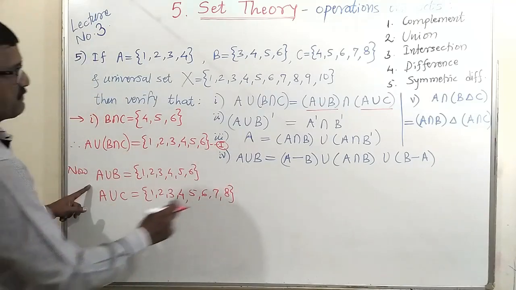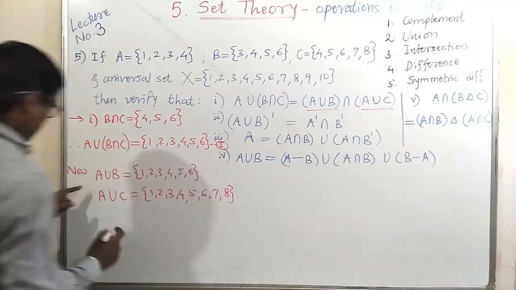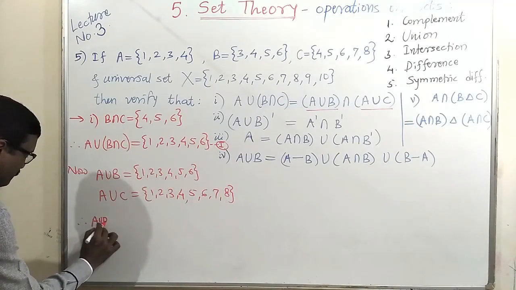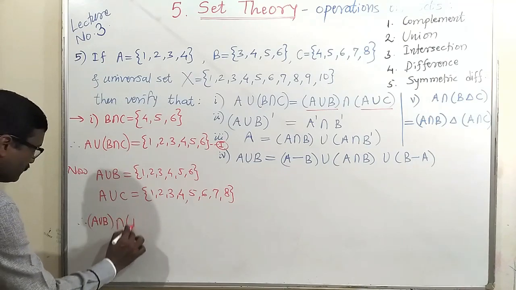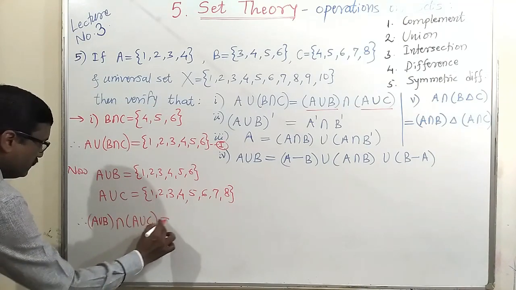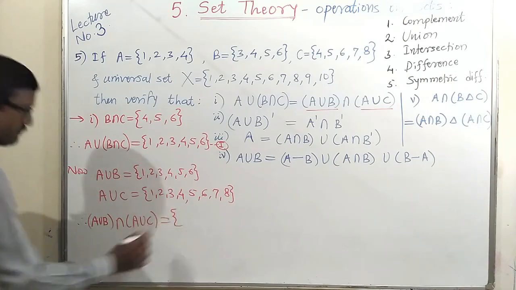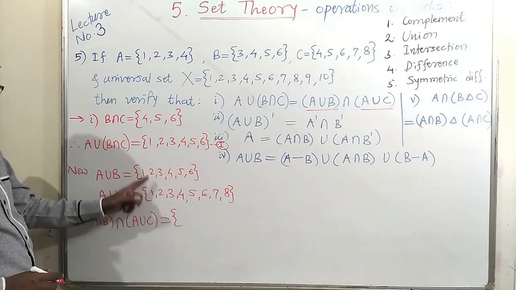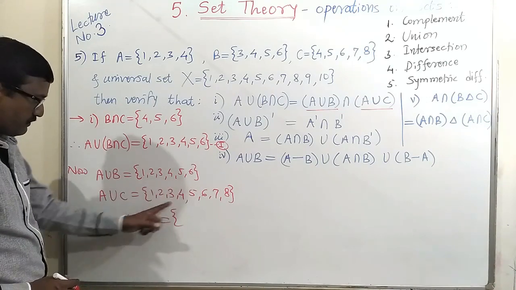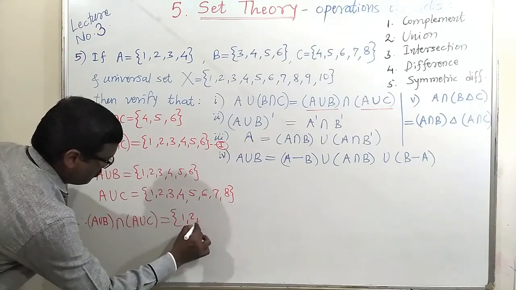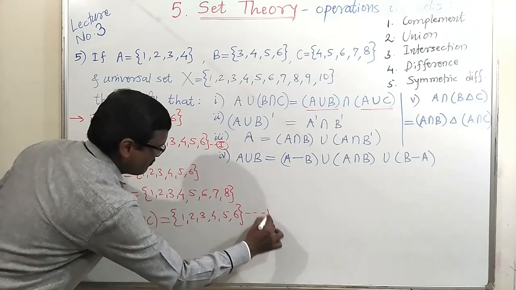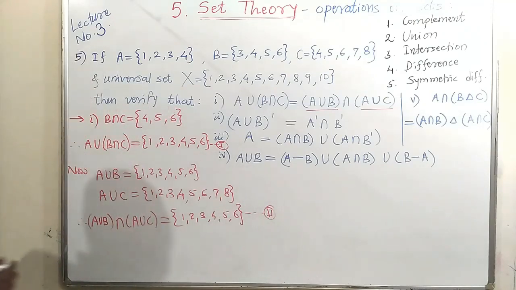So as the last step we will perform the intersection of these two. So A union B intersection A union C is equal to. Now the intersection of these two sets is nothing but the common elements in these two sets. Those are nothing but 1, 2, 3, 4, 5, 6. So 1, 2, 3, 4, 5, 6. This is our right side, that is equation second.